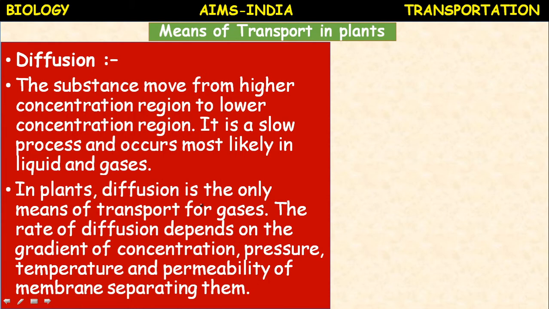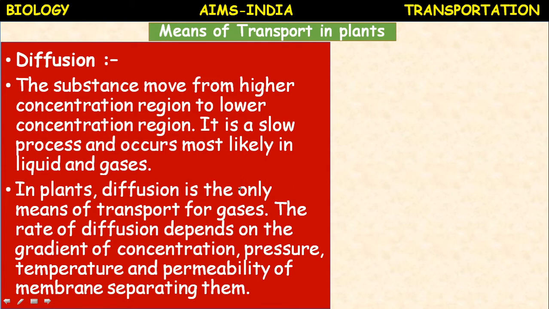In plants, diffusion is the only means of transport for gases. The rate of diffusion depends on the gradient of concentration, pressure, temperature and permeability of the membrane separating them. Permeability of the membrane is exceptional, but the gradient of concentration is the main factor. Then pressure and temperature; these three main factors on which diffusion depends.